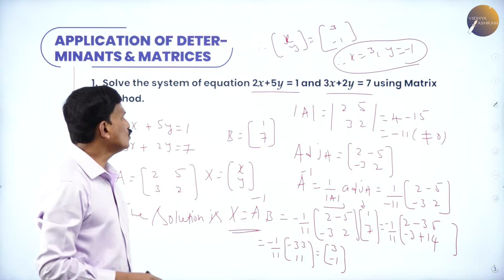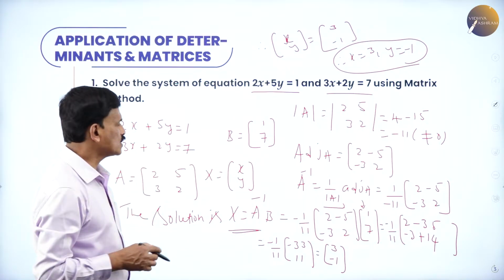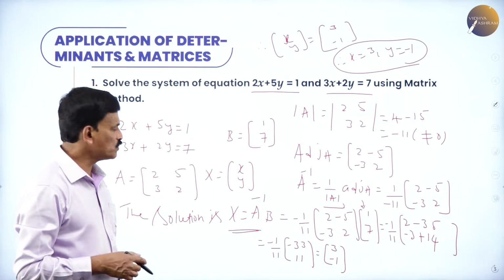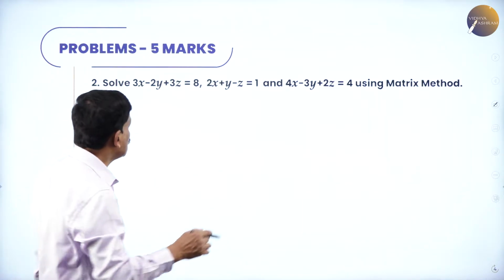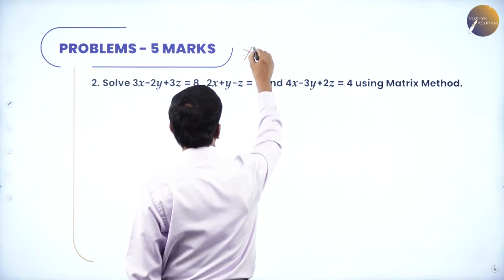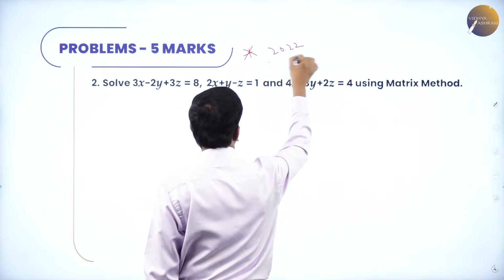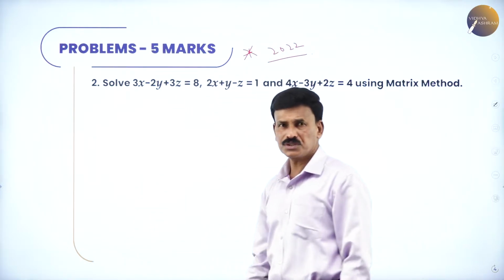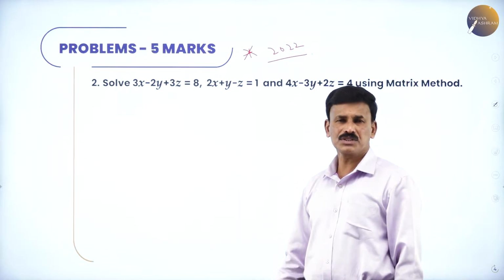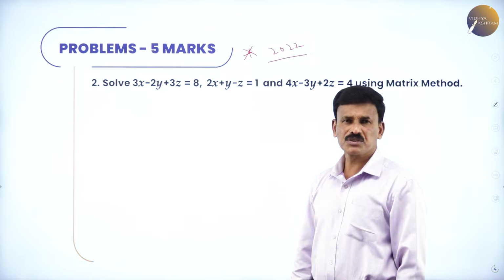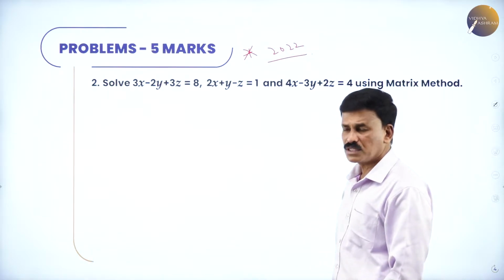Okay. So, just find out the inverse and substitute in the formula x is equal to A inverse B, you will get the solution. Now, let us come to the next problem. These type of problems are very, very important. So, you may expect this type of question for your 2022 final examination. Usually, you will expect this question itself for 5 marks. Definite question. This is a definite question, right?